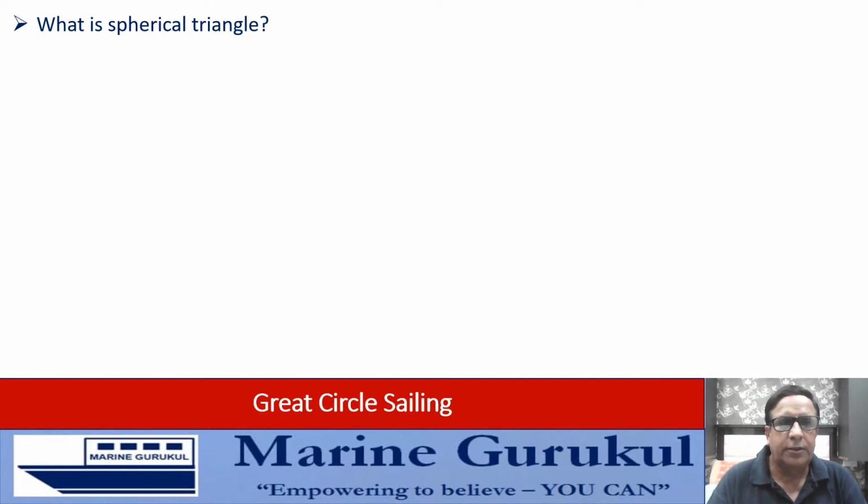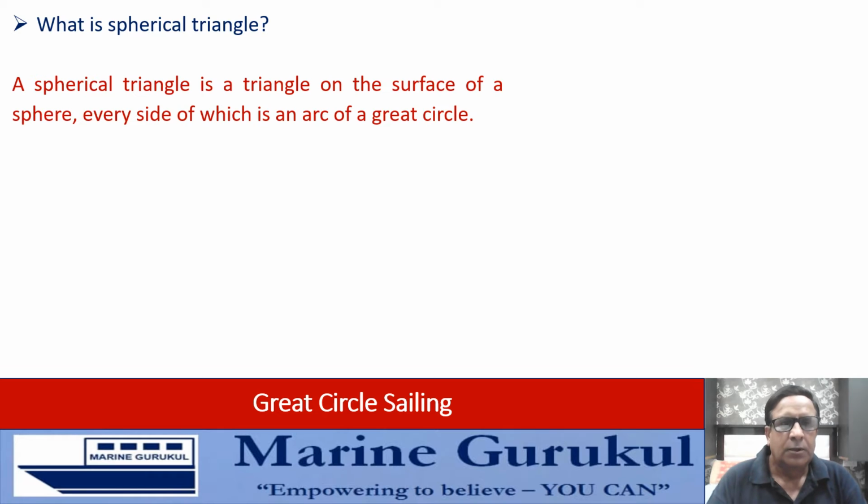Now let us quickly review the concept of the spherical triangle and the formulae used for solving the spherical triangle, to the extent required for this topic. A spherical triangle is a triangle on the surface of a sphere. So please remember, it's a triangle on the surface of the sphere, every side of which is an arc of a great circle. That means if I have 3 great circles intersecting each other, and the sides form a triangle on the surface of the sphere, the triangle so formed is referred to as the spherical triangle.